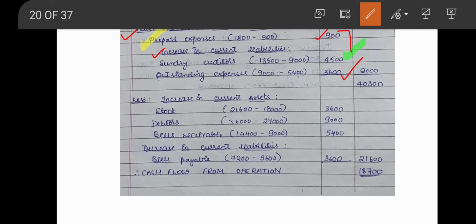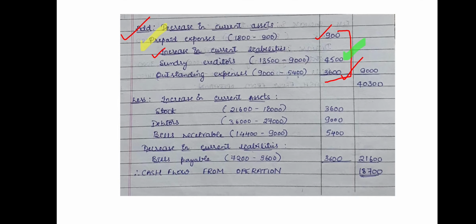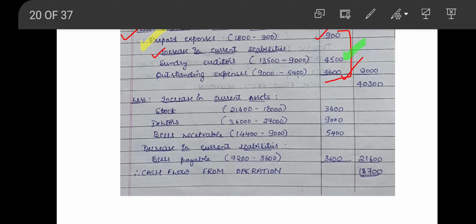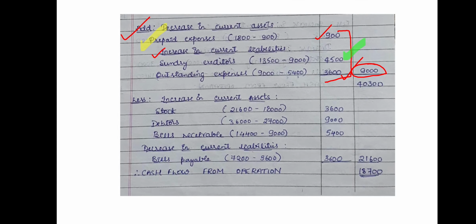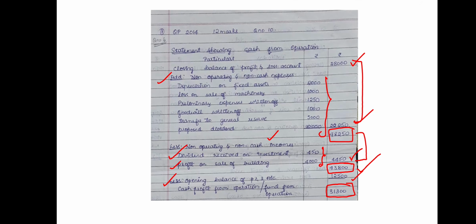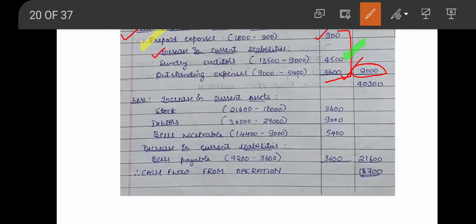So you need to add these three amounts. So when you add these three amounts, you are going to get 9,000 rupees. The total comes to 9,000. So 31,300 plus 9,000, you're getting 40,300 total.